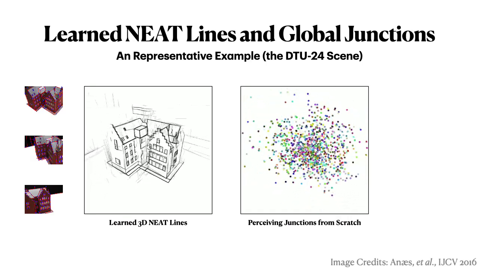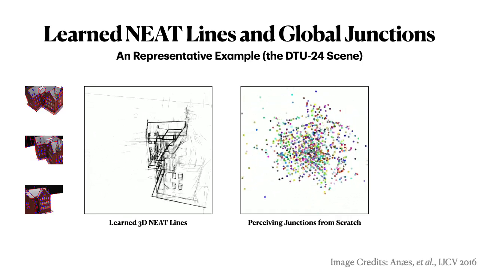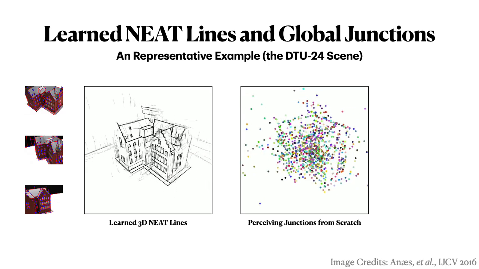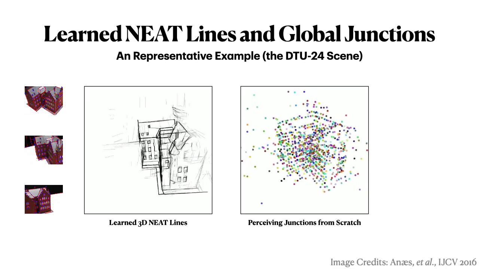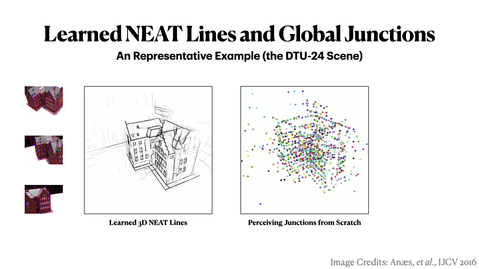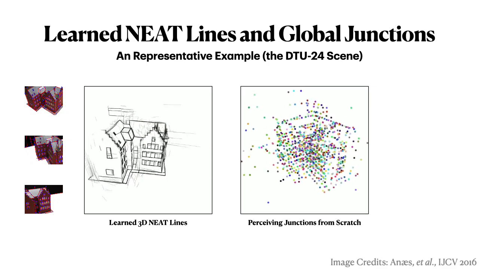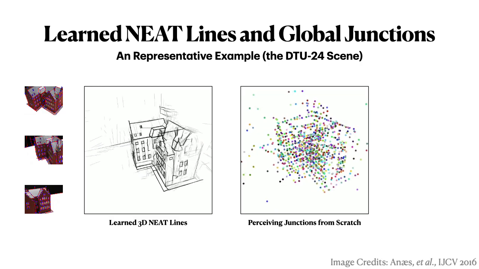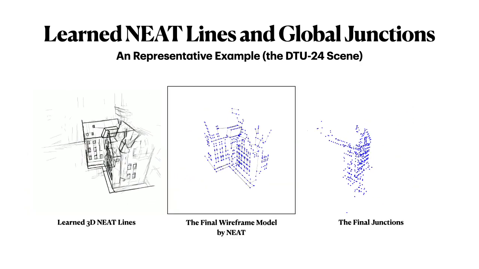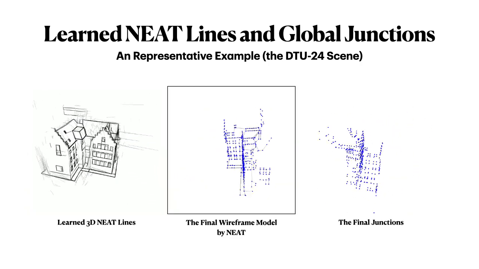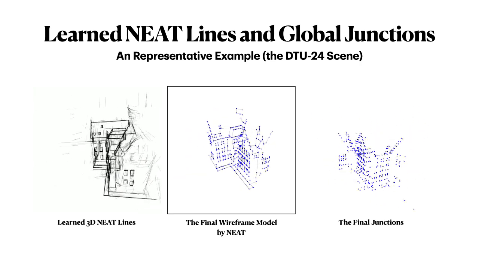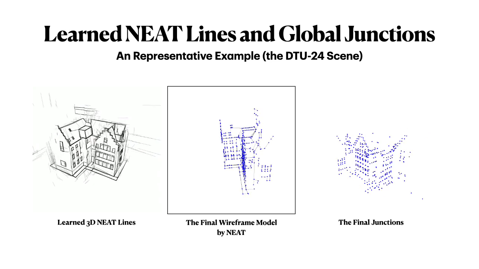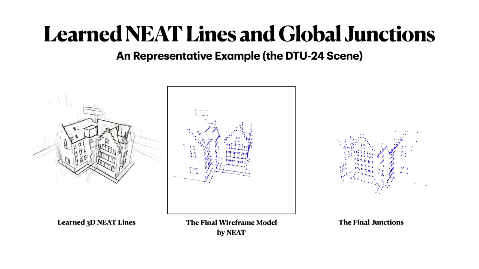Here is a more complicated example from the DTU dataset. On the left, we show the noisy 3D line segment reconstruction by querying the optimized coordinate MLPs. On the right, the optimization process of the 3D global junctions is illustrated. Finally, we obtain a parsimonious 3D wireframe representation of the scene in the middle figure. Thanks to the global junction perceiving module, the outliers can be easily cleaned out to get a clean final 3D wireframe model.